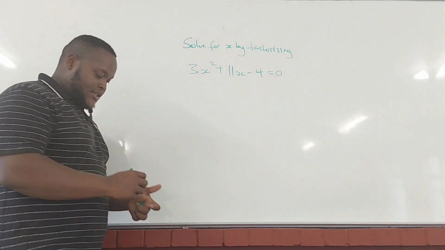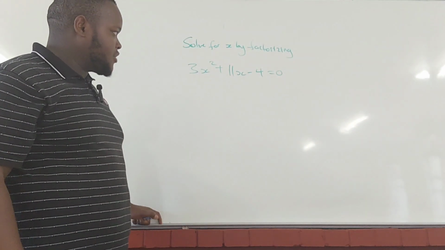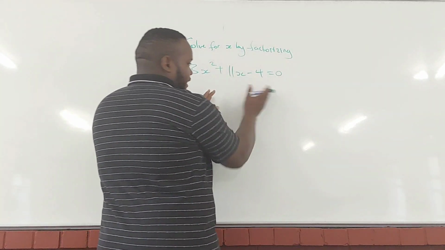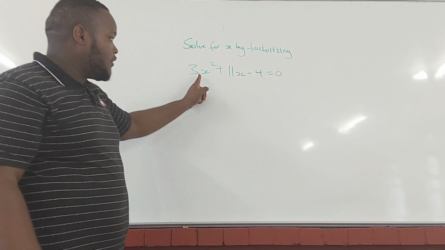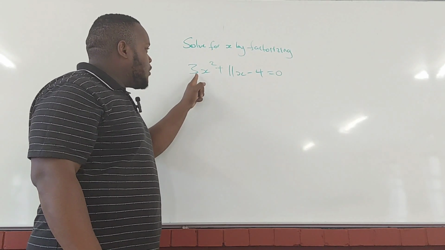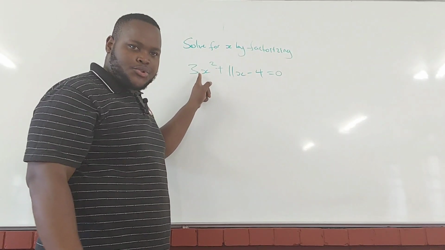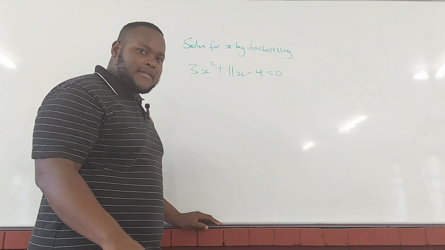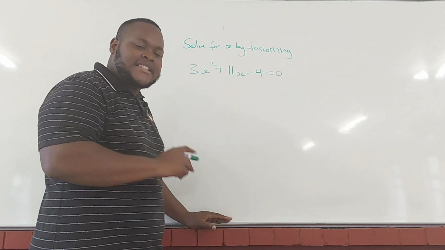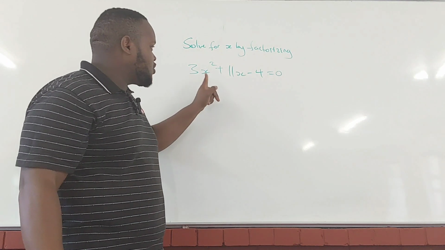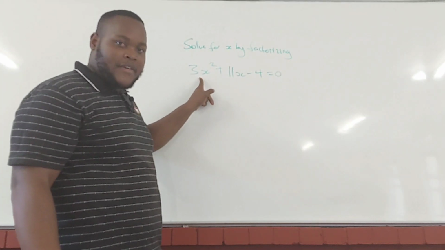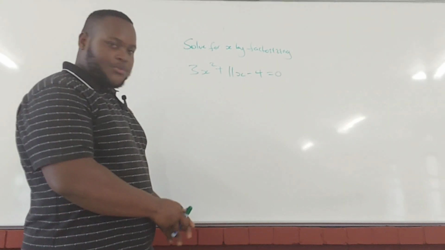So now if they want us to solve for x by factorizing, what are we supposed to do? In most cases, I have to open two brackets, but here the coefficient of x squared is not 1, but 3. Whether the coefficient of x squared is 1, 2, or 3, whatever it may be, this method that I'm going to teach you is going to simplify the way that you solve for x when you are given a quadratic equation where the coefficient of x squared is not 1. How do we do it?